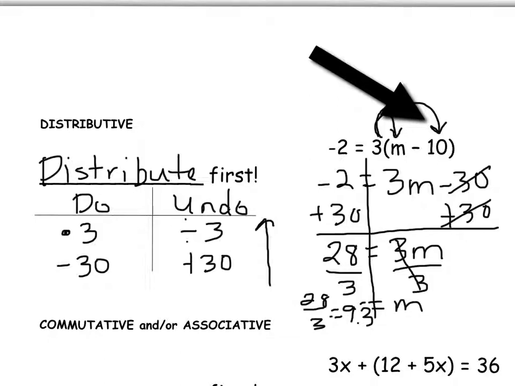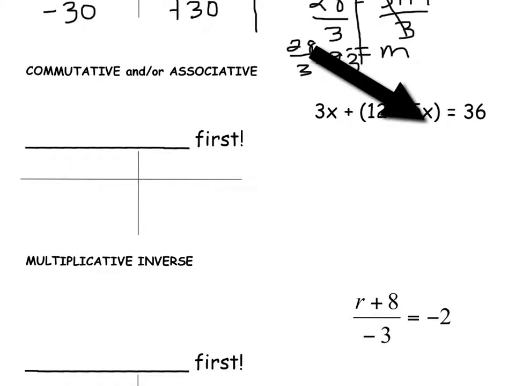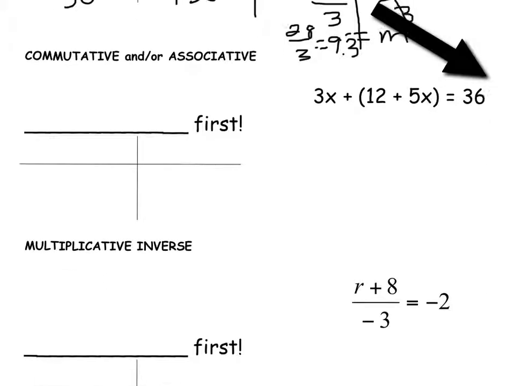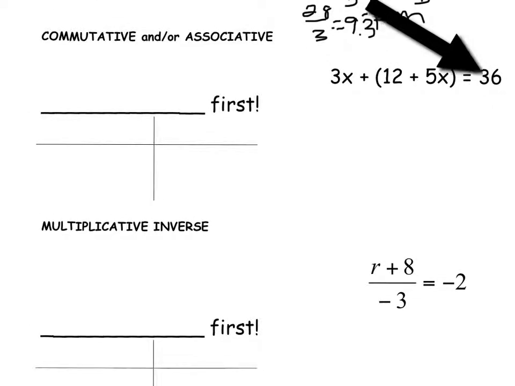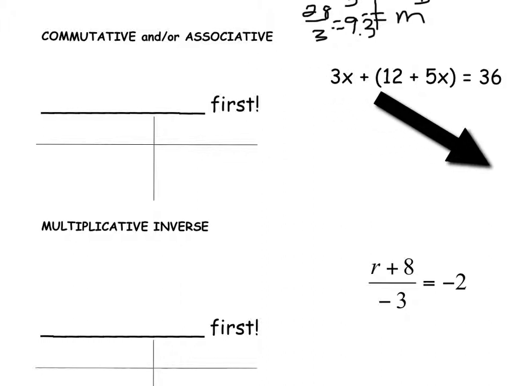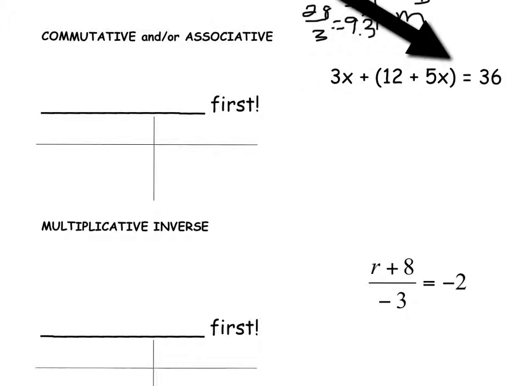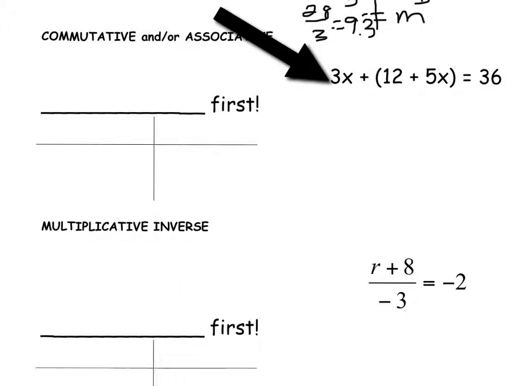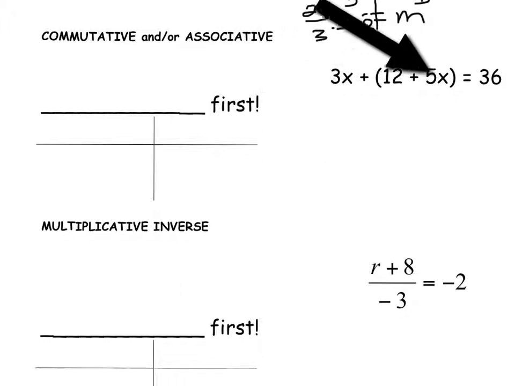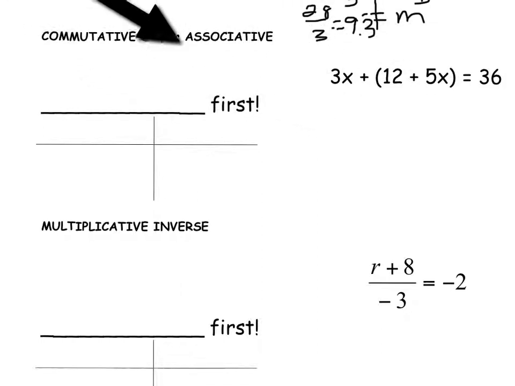Now the next problem is going to be using the commutative or associative properties. So as you can see, this problem has parentheses. However, there's no number right outside of the parentheses showing multiplication. You're also going to notice that there's a 3x out here and a 5x inside the parentheses. What I want to do is group my like terms, my 3x and my 5x. So I'm going to use the commutative property.